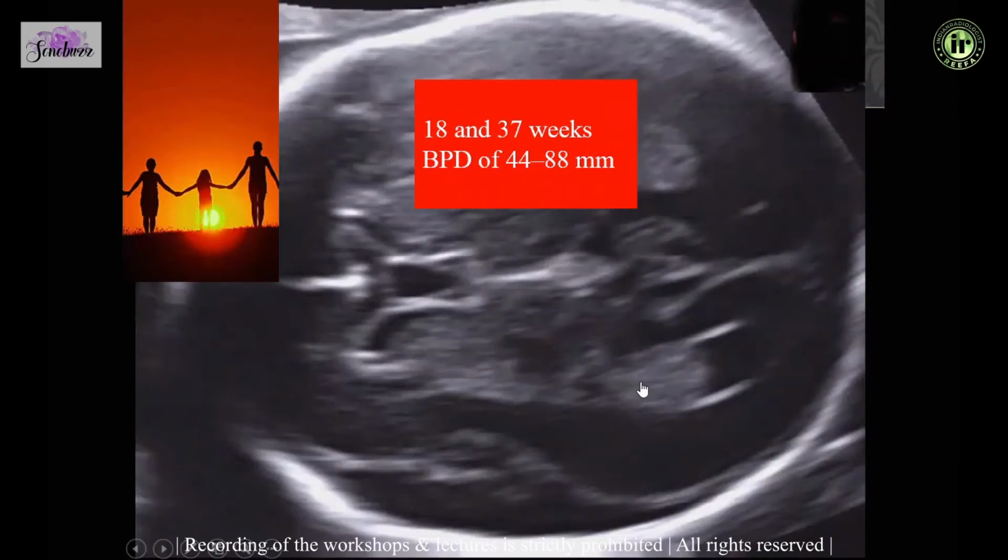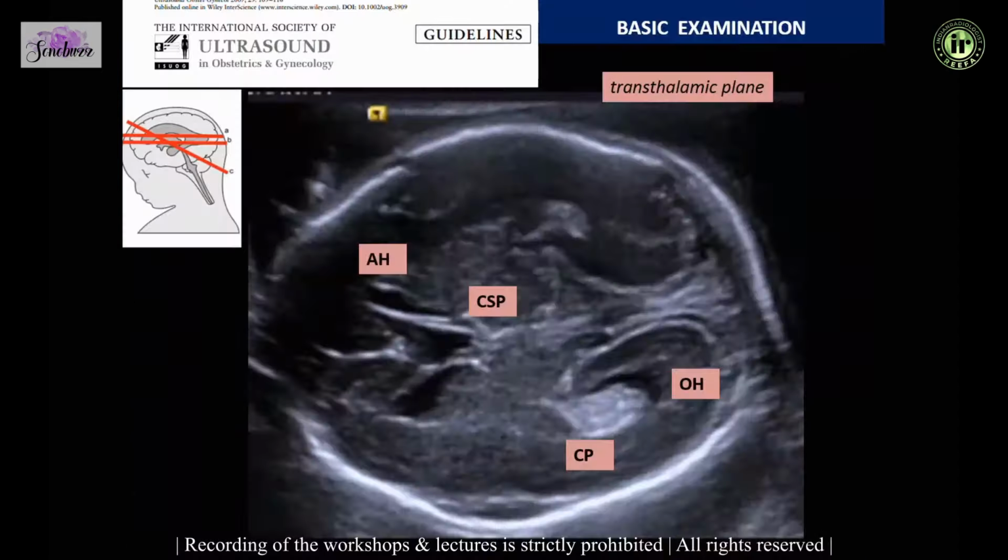And here this is an axial view, just pointing out that most of the time we do a neurosonogram between 18 and 37 weeks with a BPD of 44 to 88 millimeters, just like you do the NT scan between 11 and 14 weeks. Now, when we do a basic scan, we identify the anterior horns, the cavum septum pellucidum, the choroid plexus, and the occipital horns.